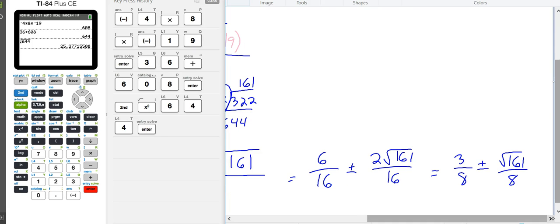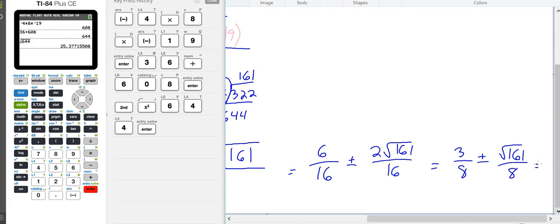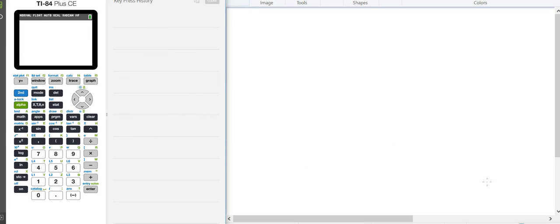Since they have the same denominator, we can put them back together again. So 3 plus or minus square root 161 over 8 would be our two roots. Our two roots are really 3 plus square root 161 over 8 and 3 minus square root 161 over 8. But you can leave it like this and just realize that this is really two roots. Let's look at one last example.